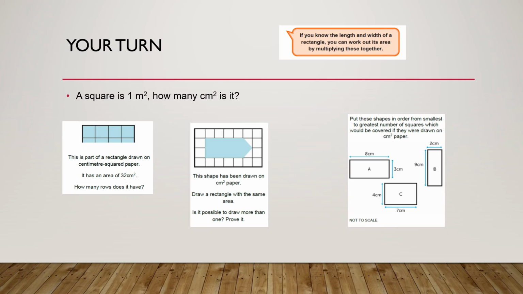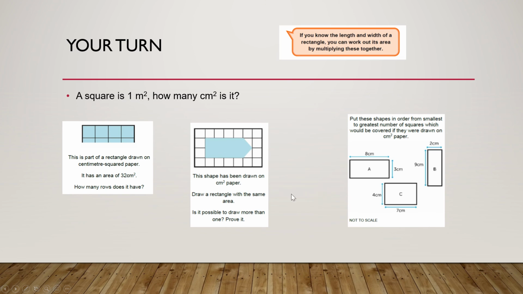Now when you're done with that, here's the final independent task of the day. The first one: a square is 1 meter squared. How many centimeters squared is it? Work that one out and take care, because it's not as easy as it seems. Remember that 1 meter is 100 centimeters. So this is going to be 100 centimeters on one side and 100 centimeters on the other.